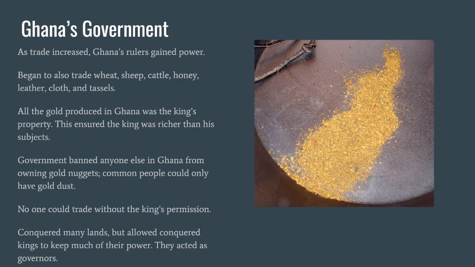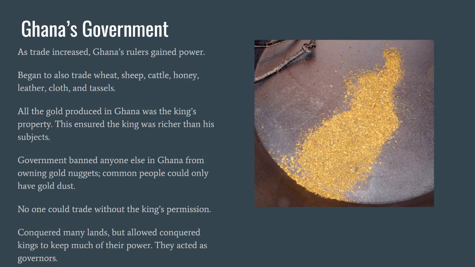Ghana's government. So as the trade increases and as they're getting all this money, they need to start gaining power, and they need to create some rules within their government. So they're not only just trading salt and gold, they're trading things like wheat, sheep, cattle, honey, leather, cloth, tassels, all sorts of things. And the gold that comes out of Ghana is the king's property.